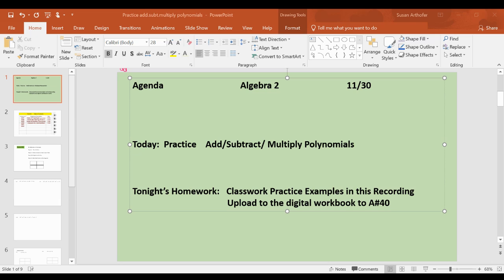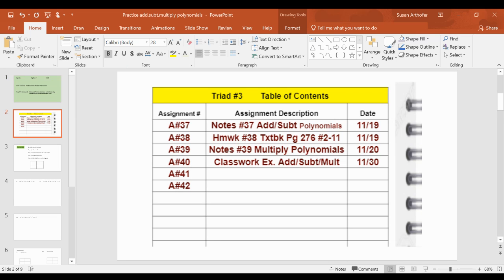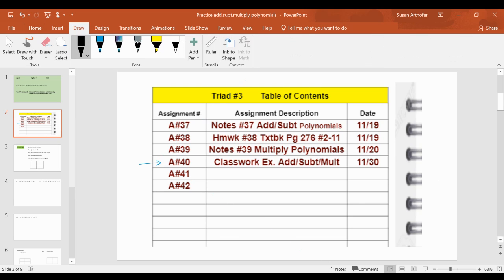And then you're going to upload the work that we do today to digital workbook to assignment number 40. This is your current triad number 3 digital workbook assignments. So you're going to upload today's work to assignment number 40 when we're done.